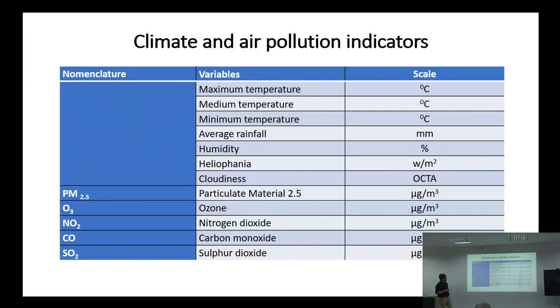The bad news in Ecuador is we just have two cities with stations to measure the pollutants: Quito and Cuenca, the third biggest city in Ecuador. Unfortunately, Guayaquil, the second biggest city, doesn't have this system, but the system in Quito is quite reliable.